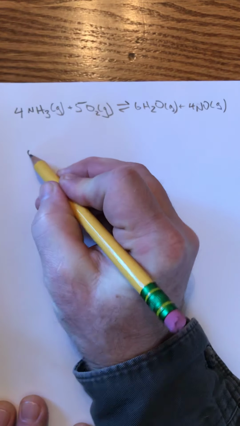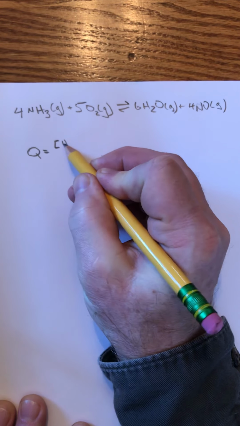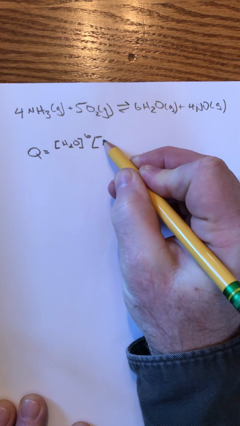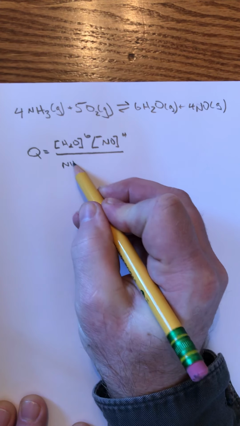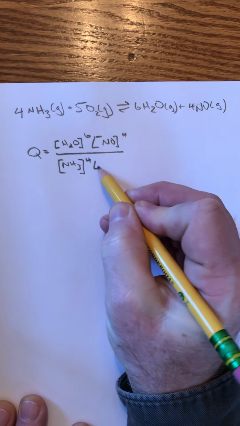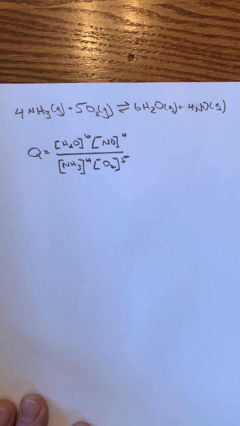So we'll say Q, our mass action expression, is equal to H2O to the 6th, NO to the 4th, over NH3 to the 4th, over O2 to the 5th. So we've got some fairly significant exponents there. And they gave you moles and they give you liters, so you can determine the initial concentrations.